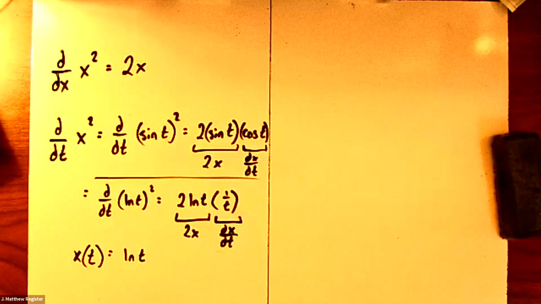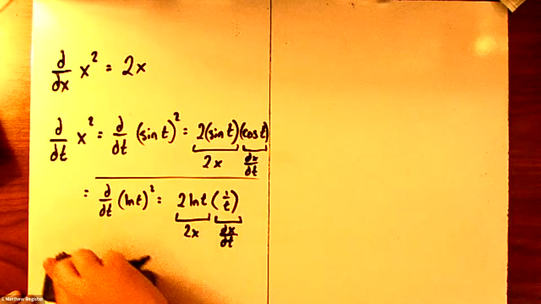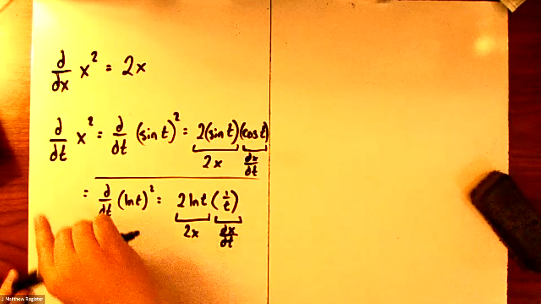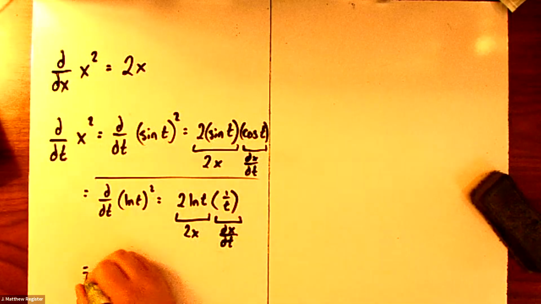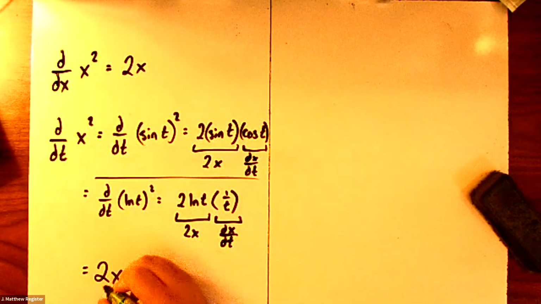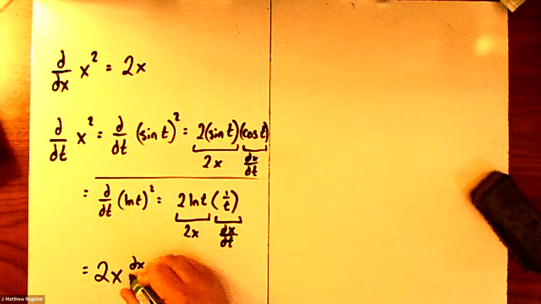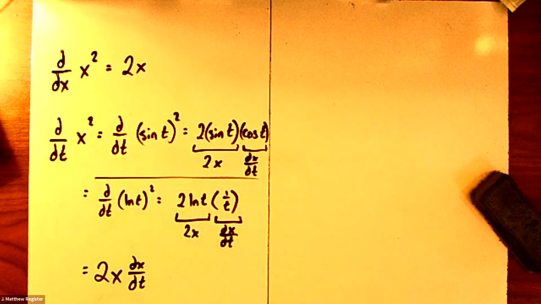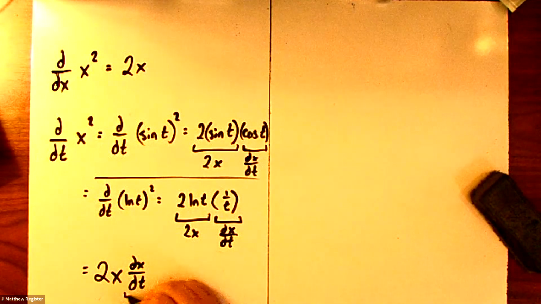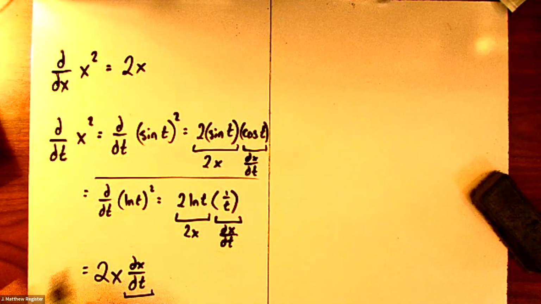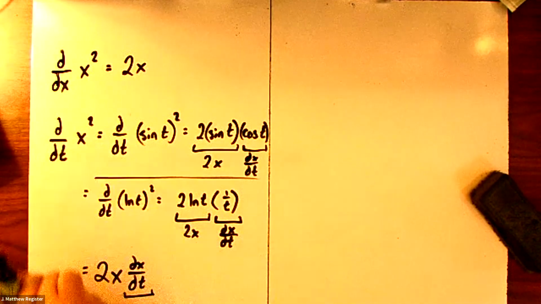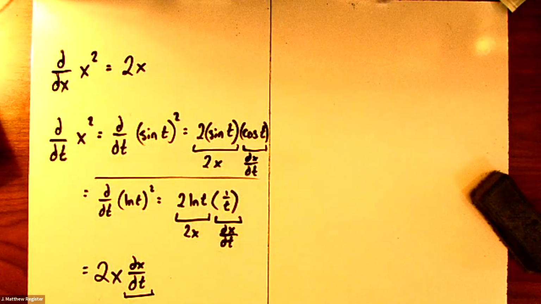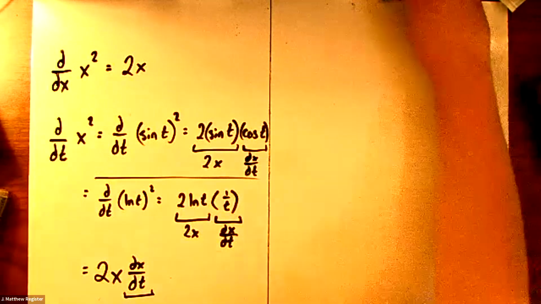This will work no matter what. And so if we are not told what the function is, the derivative with respect to t of x squared is just going to be 2x dx/dt. This dx/dt comes out from the chain rule, just like it did here and here. And this works no matter what the variable is that we're dealing with. And so let's try another example.